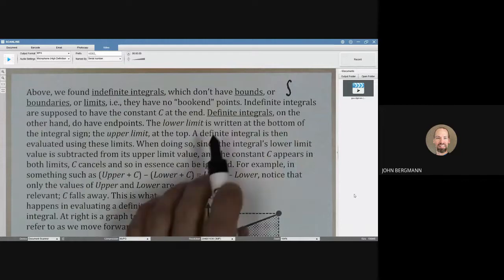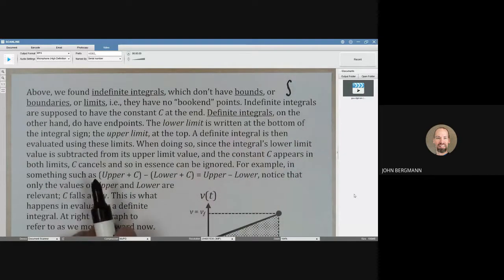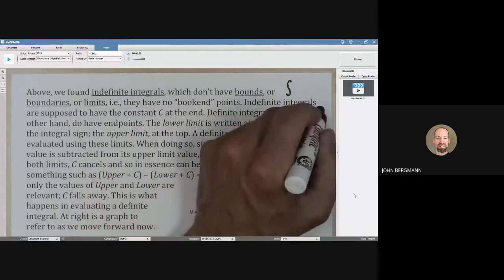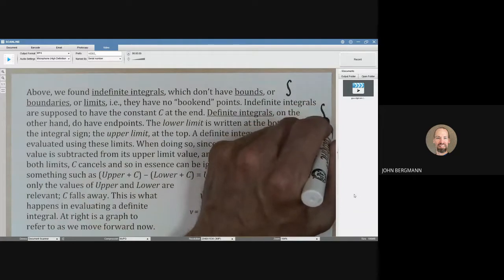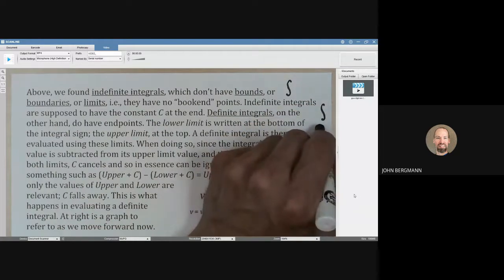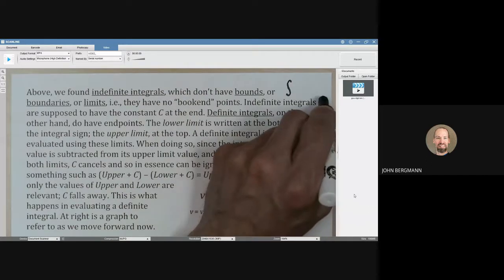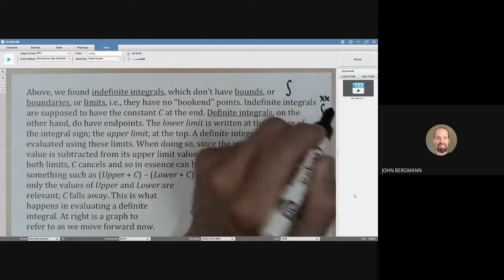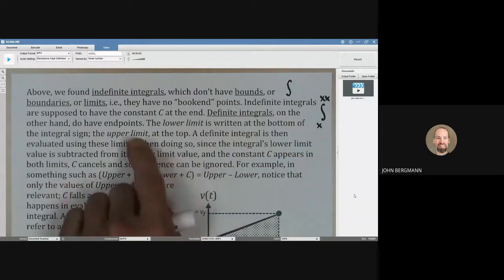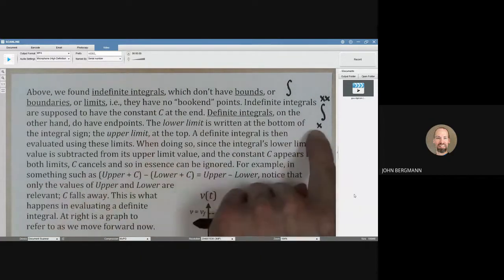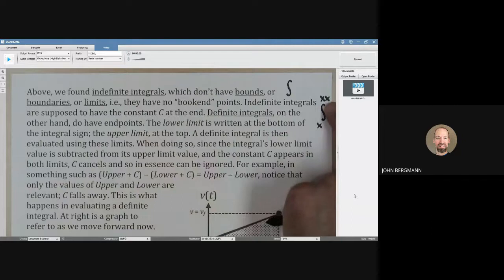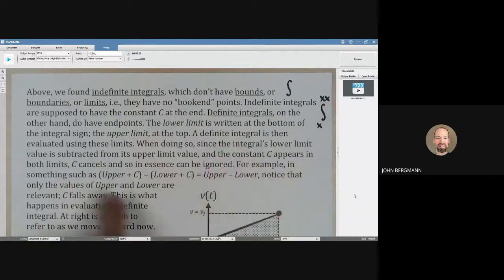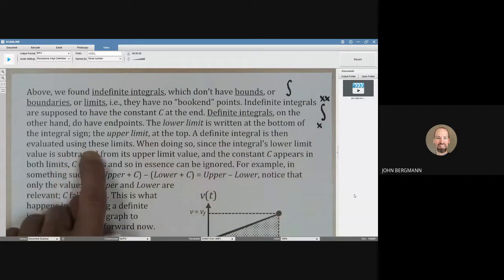A definite integral, on the other hand, does have endpoints. So a definite integral is going to look like that, except it's going to have something down here, and it's going to have something up there. That's a definite integral. The lower limit is written at the bottom, and the upper limit is written at the top here. A definite integral is then evaluated using the limits.